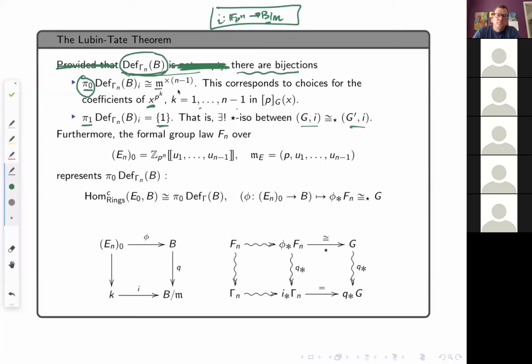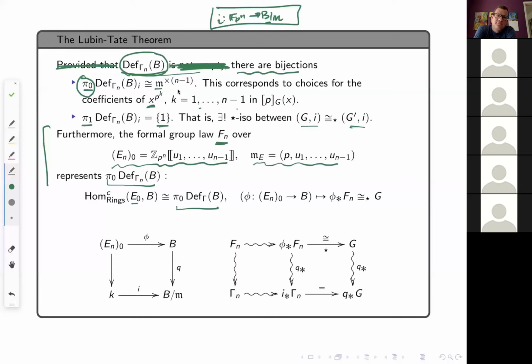So these deformations over complete local rings are very well understood. That's the first part of the Lubin-Tate theorem, but there's a second part, a representability part. The second part is that this formal group law, Fn, that we defined, which has coefficients over this ring En0, with its maximal ideal, represents the deformations up to star isomorphisms. So what does that mean? It means that pi naught of this thing is isomorphic to the homomorphisms from E0.